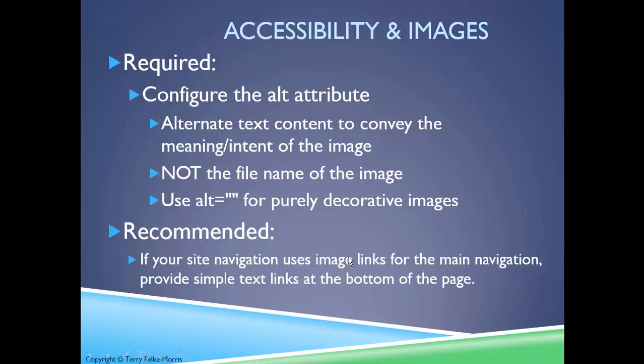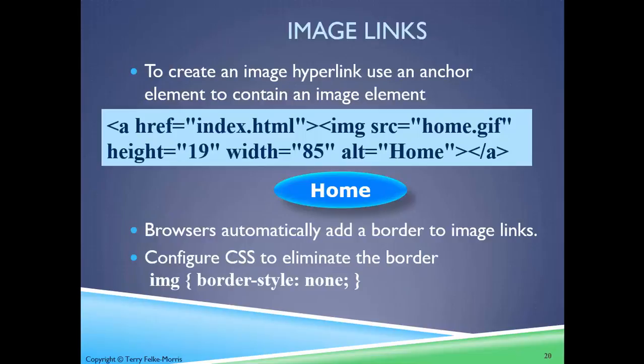Recommended: if your site uses image links for the main navigation, provide simple text links at the bottom of the page. What they're saying is, if you've got a website with multiple pages and you decide that rather than regular hyperlinks to go from page to page, you want the user to click on images, you should provide something at the bottom of the page that has just text and no images. That'll help people, again, who are sight impaired. You can create, as they mentioned there, an image link. All right.